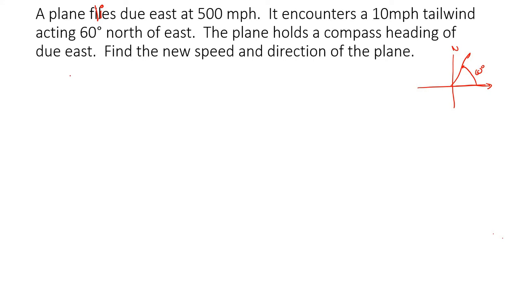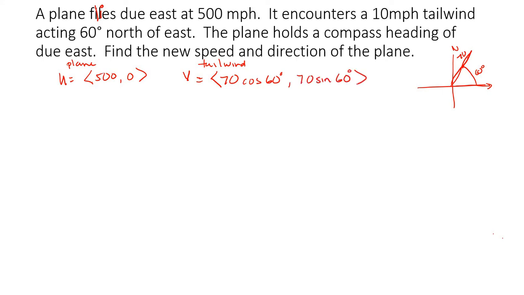So the first thing we need is a vector for the velocity of the plane before the wind. I'm going to call that u, and that would be 500, 0. My v vector is going to be for the tailwind. So this is the plane, this is the tailwind. And the vector for my tailwind is going to be 70. That's my magnitude. So the length here was 70 cos 60 degrees and 70 sin 60 degrees.